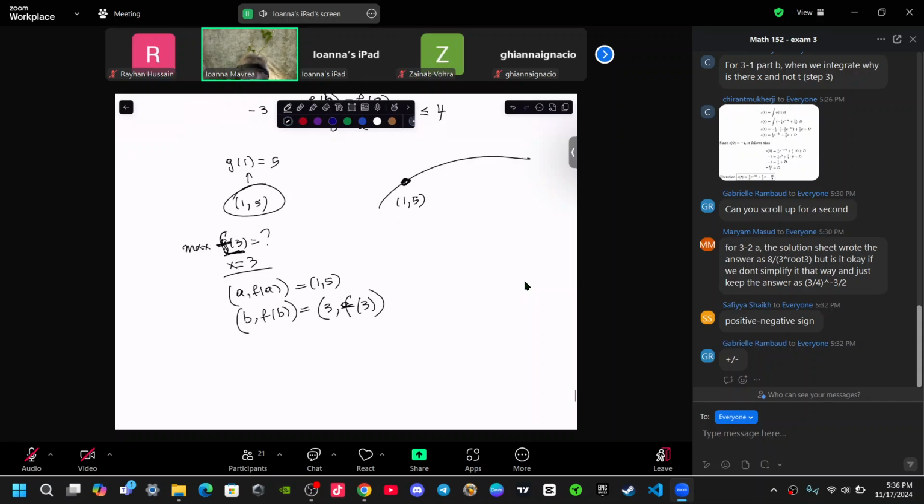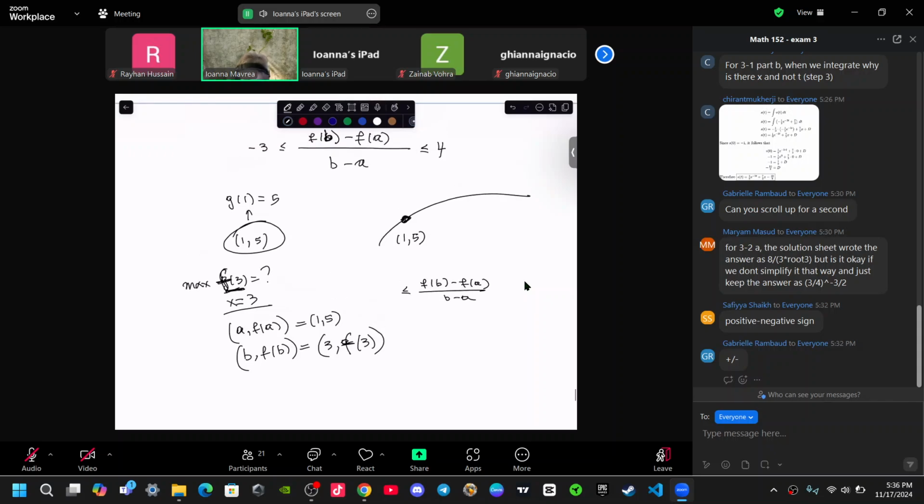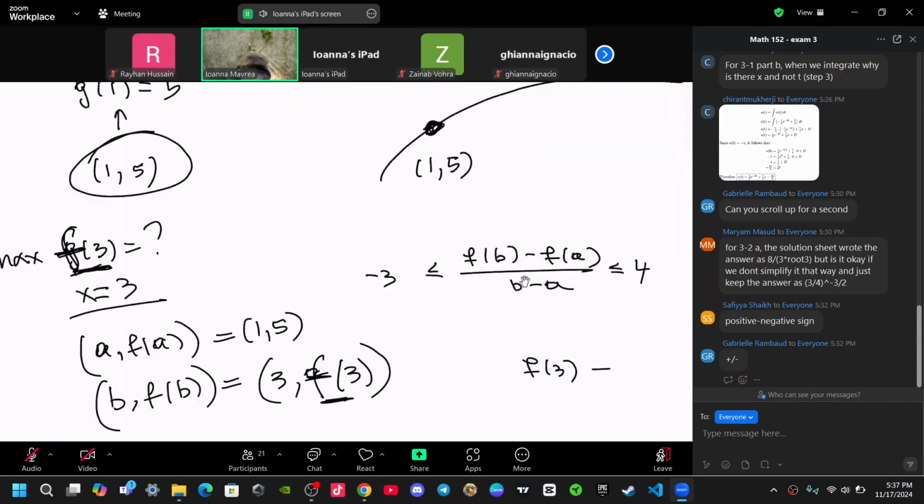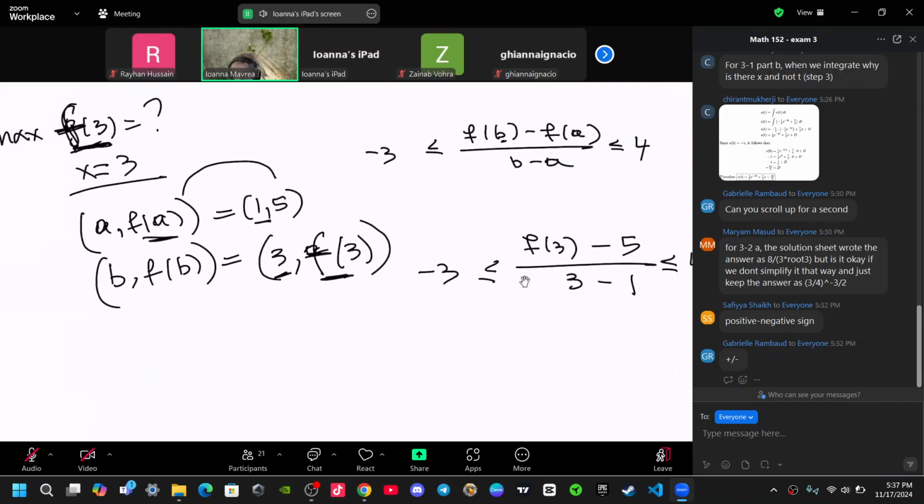Okay. So now I know (f(b) - f(a))/(b - a) is a number between -3 and 4. So f(b), which I know nothing about, minus f(a), which is 5, over 3 minus 1, is a number between -3 and 4. Very slowly, I solve the inequality.